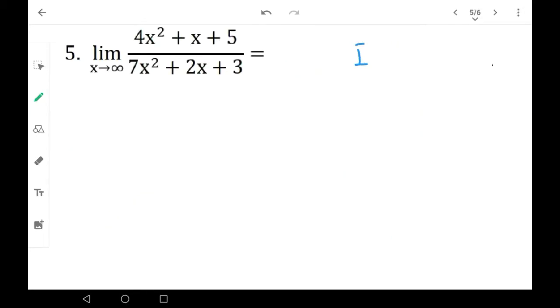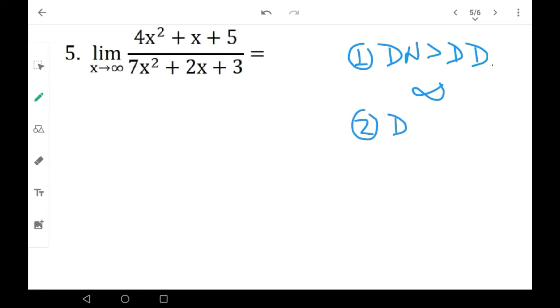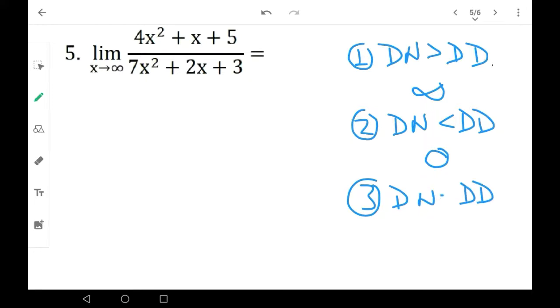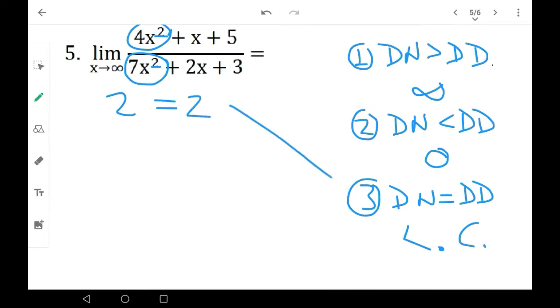Always write down the cases. If the degree of the numerator is greater than the degree of the denominator, the limit is infinity. The second case is when the degree of the numerator is less than the degree of the denominator, and the limit is 0. The third one is when the degrees are equal, and the limit is related to the leading coefficients. Here we have two quadratic polynomials, so the powers of the greatest x are equal. I'm dealing with the third case.